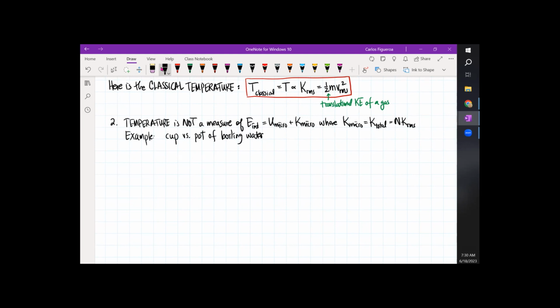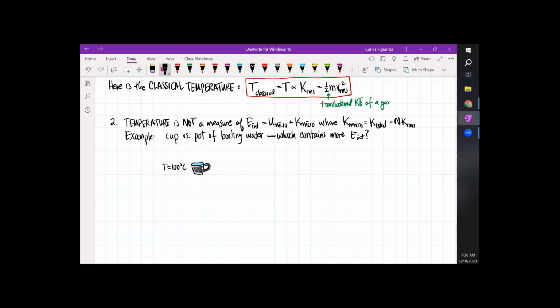And then, of course, the question is going to be, which contains more internal energy? Well, if I think about a cup, I could imagine that I have a cup. And so if I look at that, here's going to be my cup, and I have boiling water in there. And this has a temperature of 100 degrees C.